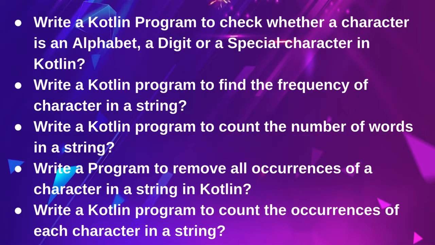So these are the Kotlin programs I am going to discuss in this tutorial. The first program is to write a Kotlin program to check whether a character is an alphabet, a digit or a special character. The second program is to find the frequency of a character in a string. The third program is to count the number of words in a string. The fourth one is to remove all occurrences of a character in a string. Then the fifth program is to count the occurrence of each character in a string. So these five programs I am going to discuss. So let's see the first program.